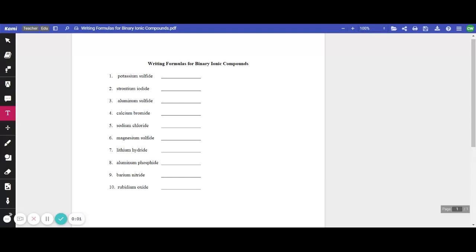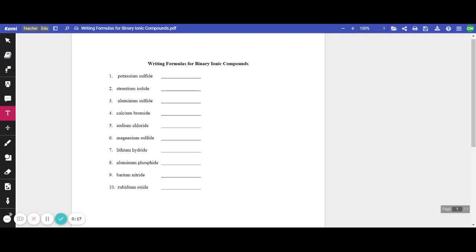All right, so let's see if we can write formulas given names. You'll need your periodic table and those oxidation numbers that we've talked about previously. Then you can work through these, pause, and check yourself if you'd like.